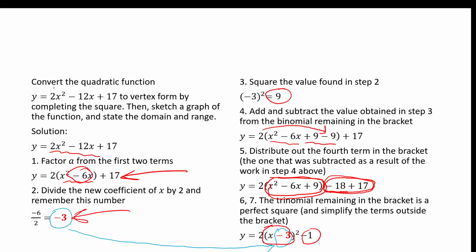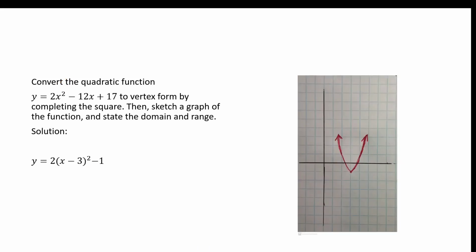The lead coefficient, that 2, also remains in our final answer. And so we can say that the quadratic 2x squared minus 12x plus 17 is equal to 2 times the quantity x minus 3 squared minus 1. Now, if we want to graph that, what we can then do is simply find the vertex. So x minus 3 quantity squared means the x value of the vertex is positive 3, and that negative 1 on the outside means that's the y value of the vertex. So we find that point on our graph. That point is at that vertex.